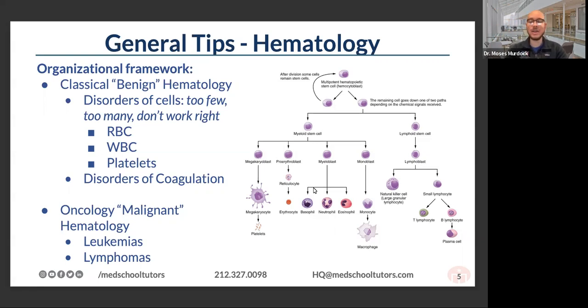We'll focus on benign hematology, although nowadays we more often call it classical hematology because these diseases are not all that benign. And the big picture framework for thinking about issues in hematology with respect to the cells is that either you have too few, too many, or these cells aren't working right. And of course, you can divide those up by the hierarchy that I just mentioned. We won't be talking about disorders of coagulation, but of course, that falls under the hematology framework.